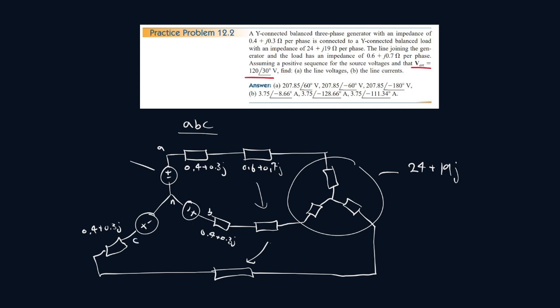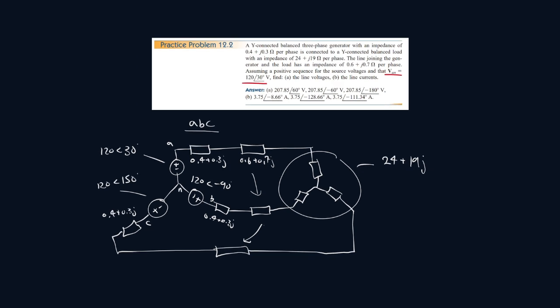Okay, and then for these sources, this is AN, then this is B, and this is C here. So AN is 120 phasor 30 degrees. Then, since this is positive sequence, this one will be 120 phasor minus 90 degrees. And this one is 120 phasor minus 210, but that's the same thing as 120 phasor 150. You just add 360 degrees.